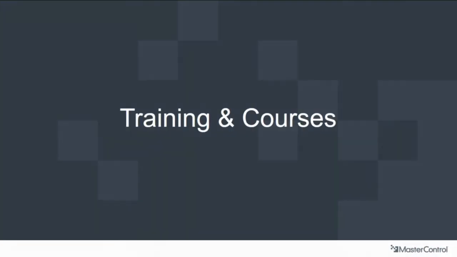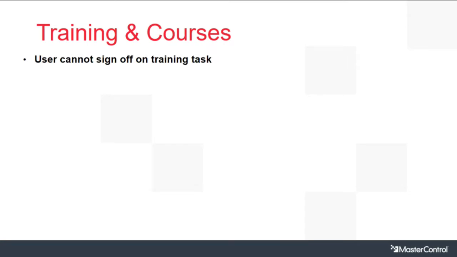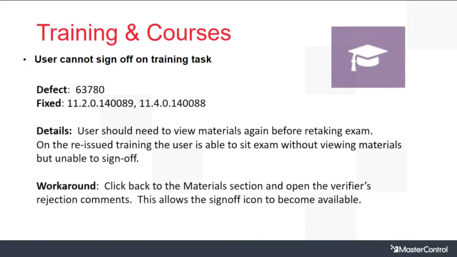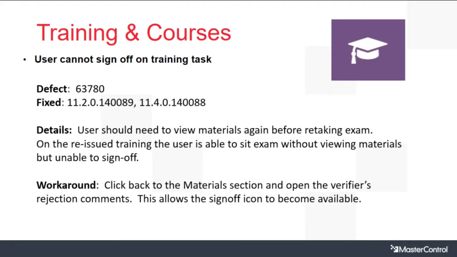So training and courses next. This is one that's been run into by a few users on version 11. It's not just that they cannot sign off on a training task. After an exam has been failed, it's gone to the verifier, and it goes back to the user to resit the exam. They're able to sit that exam a subsequent time without having read the materials again. This allows them to get right to the sign-off step, but they're unable to do so. It's not an option to perform that.